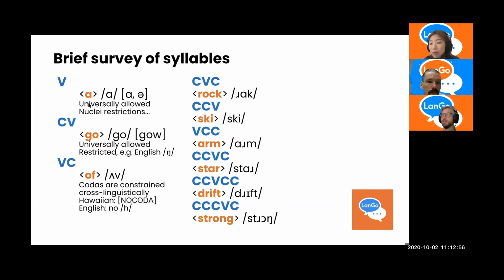Now, it is universally allowed with a hedge, right? Meaning it's not 100% universally allowed, but generally if you are learning a new language, you should expect that they allow some words to just be a vowel. That some syllables, at least, are just a vowel and have nothing else in them. And Tyler, you mentioned this isn't necessarily universally true. Would you like to discuss your counterexample?